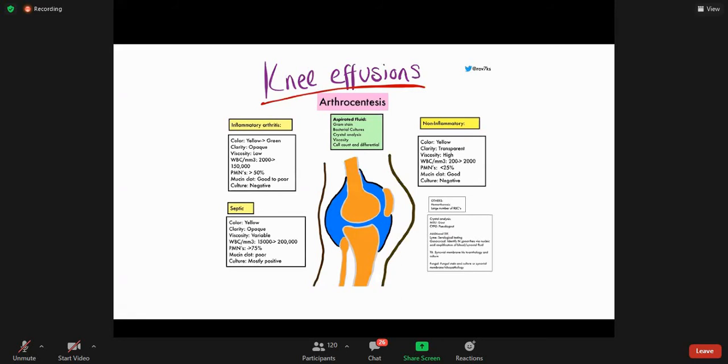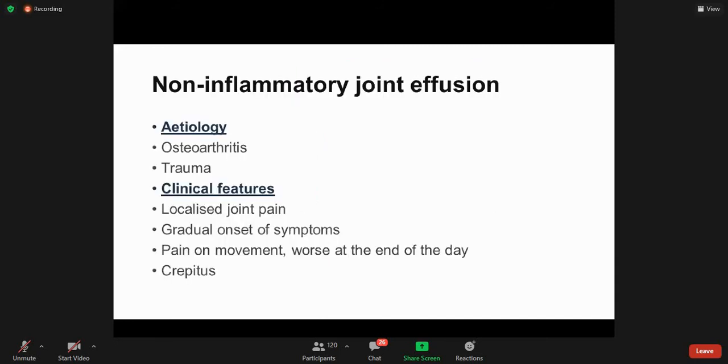Now, this was something practical. We are going to switch to the interpretation of the results. So what comes under the heading of non-inflammatory joint effusions? Osteoarthritis and trauma. Okay, now whatever answer you gave, you can classify, correct yourself, and self-assess yourself.